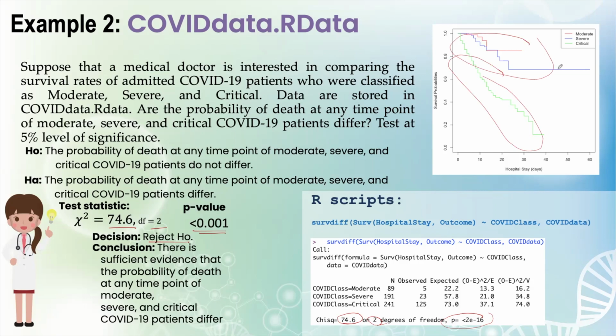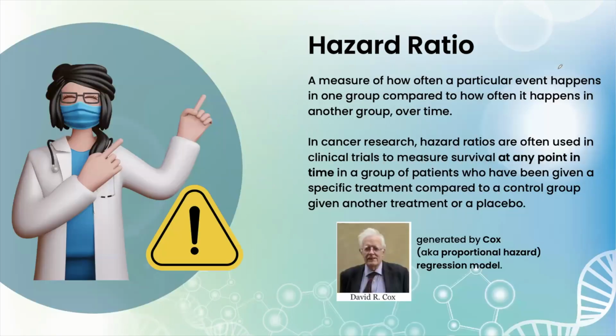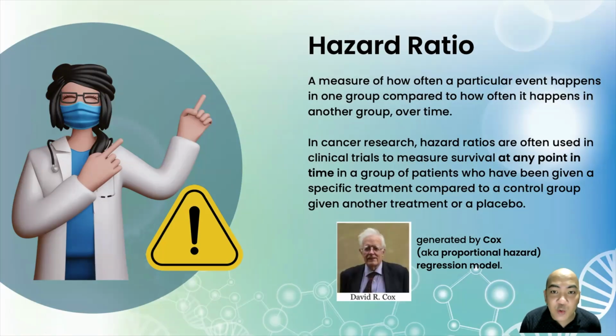Now, to quantify how much one group is more at risk to die, or more at risk that the event will occur on one group versus the other, because as we can see, the log rank test will not tell whether one group is more at risk than the other. It will not tell which group is that. So the next part is we're going to measure what we call the hazard ratio. Now, the hazard ratio is a measure of how often a particular event, in this case, death, for example, happens in one group compared to others, over time.